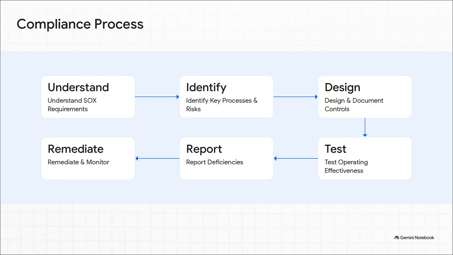Which brings us to the SOX compliance process. Achieving this takes a very strict, cyclical approach. Step 1, understand SOX requirements. Step 2, identify key processes and risks. Step 3, design and document controls. Step 4, test operating effectiveness. Step 5, report deficiencies. And Step 6, remediate and monitor. It's an energetic, continuous loop you've got to run through every single year.